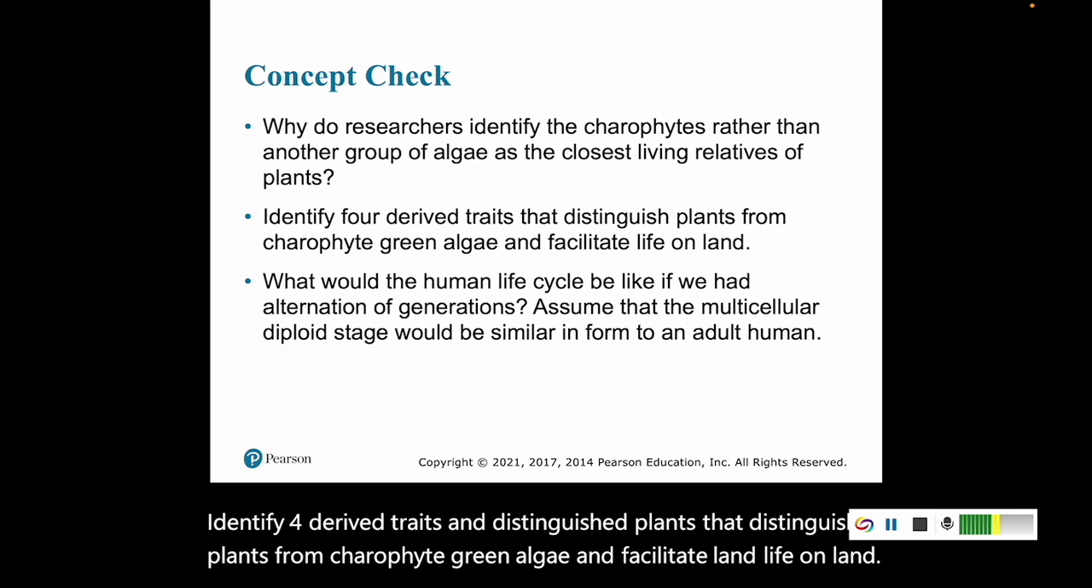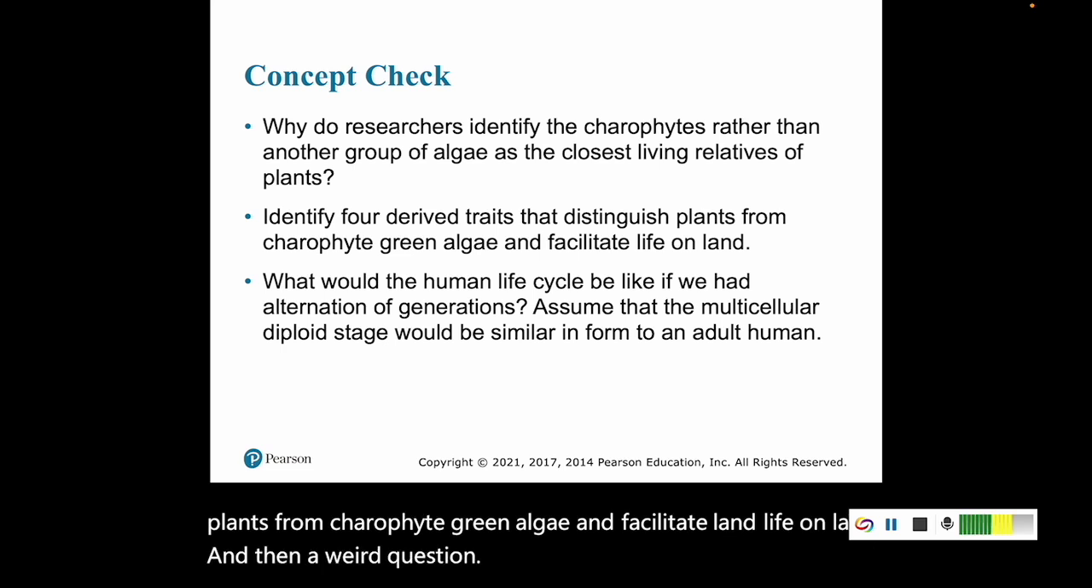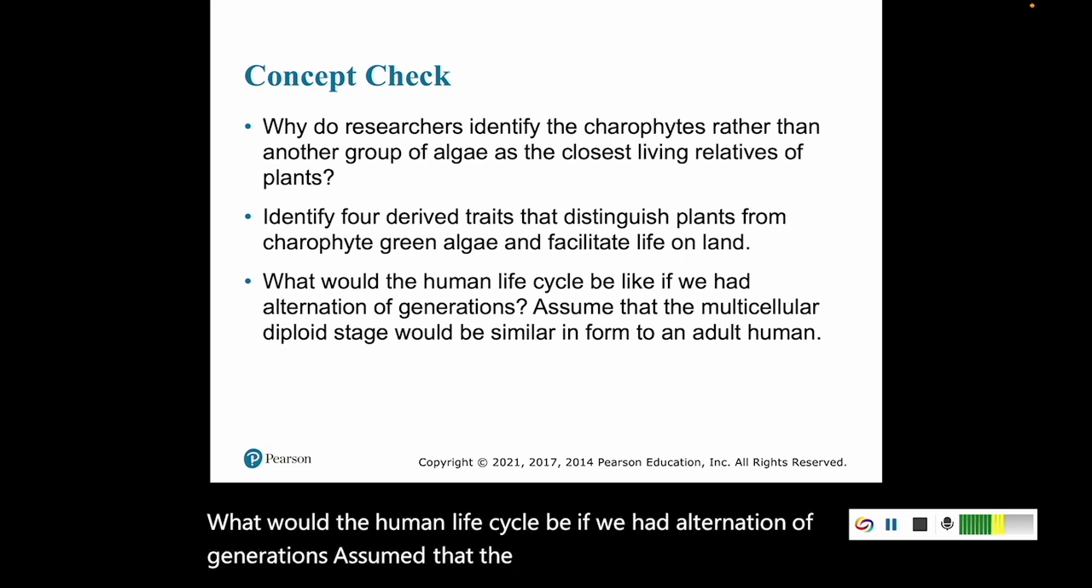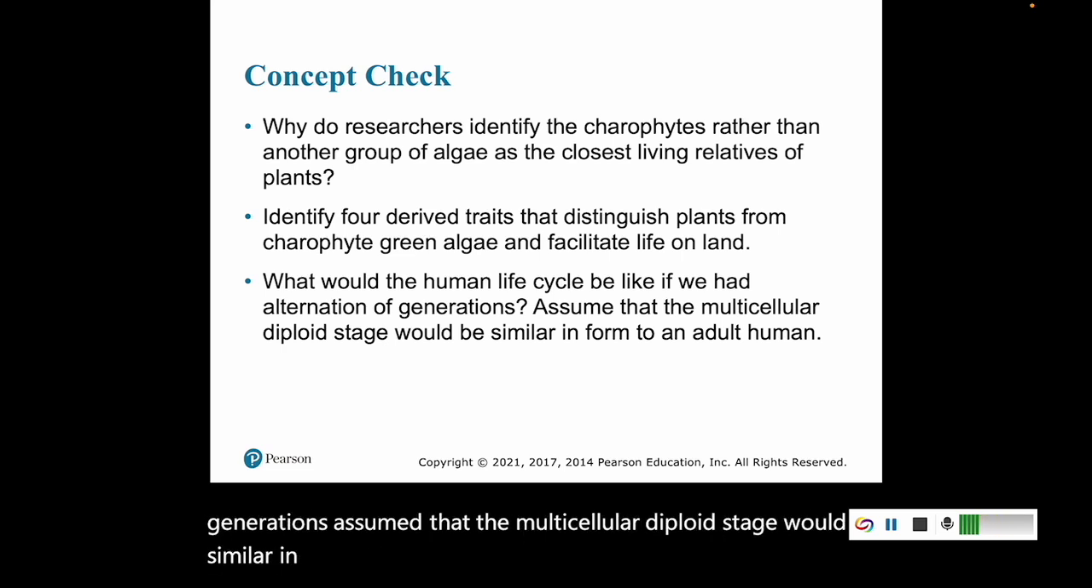And then a weird question. What would the human life cycle be like if we had alternation of generations? Assume that the multicellular diploid stage would be similar in form to an adult human. Try to answer those questions on your own.